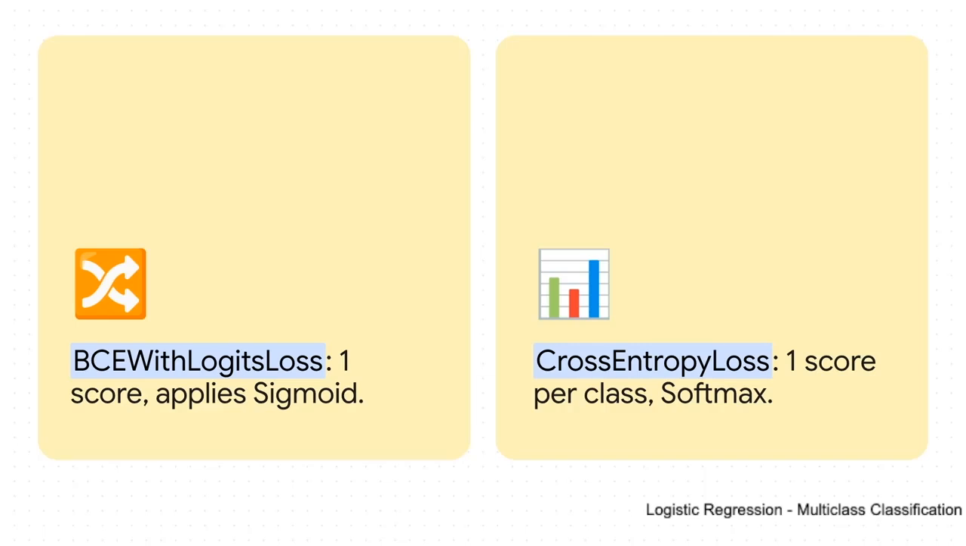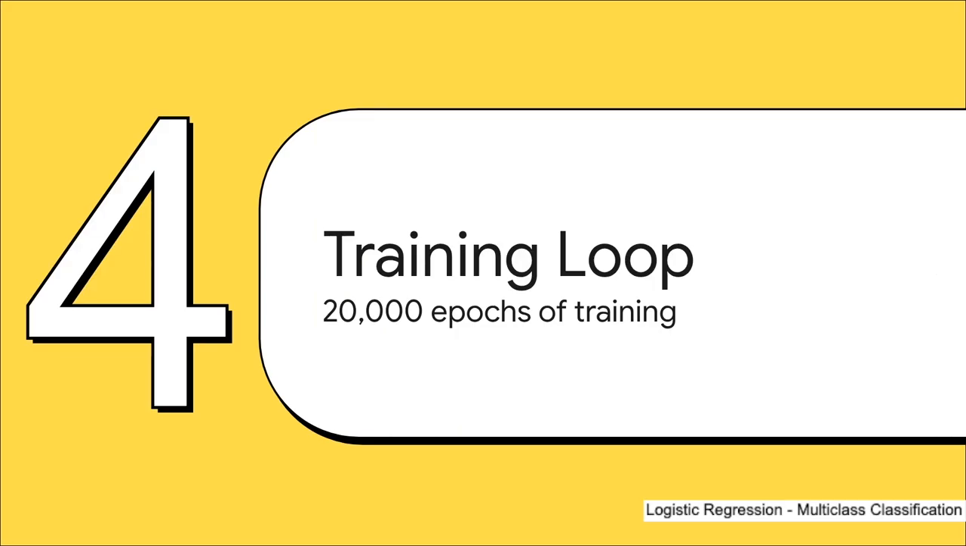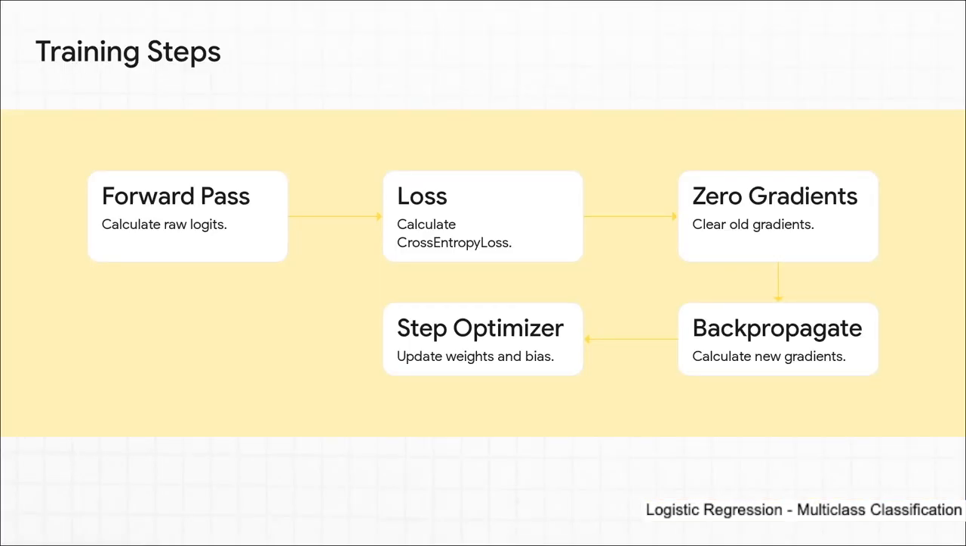Just let PyTorch handle the complex math under the hood. Section 4. The 20,000 epoch training loop. Let's pop the hood and see how this builds our actual training cycle. We're using stochastic gradient descent, or SGD, with the learning rate of 0.01, and we are going to let this run for 20,000 epochs. In every single epoch, our optimizer repeats these 5 manual steps in the code.